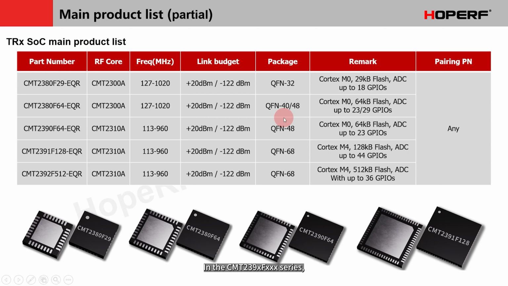In the CMT239XFXXX series, in addition to the Cortex M0 core, there is also a Cortex M4 core. The receiving sensitivity and maximum transmit power are aligned with CMT2310A. CMT2390F64 is packaged in QFN 48, while CMT2391 and CMT2392 both use QFN 68.